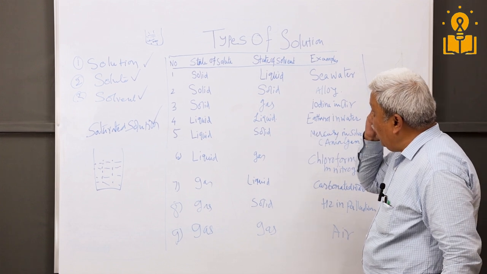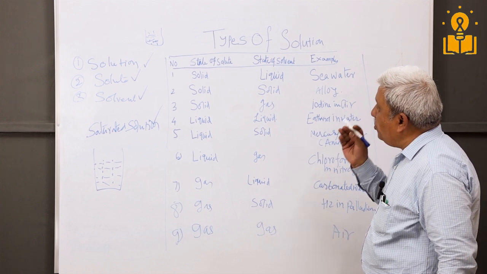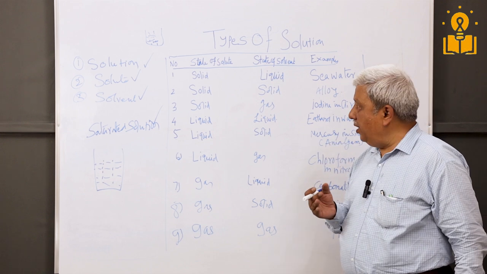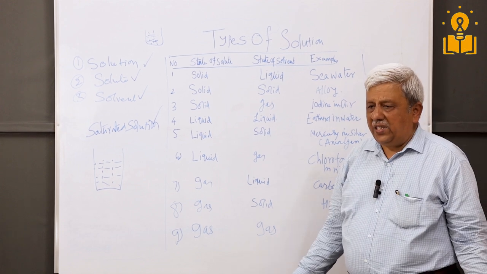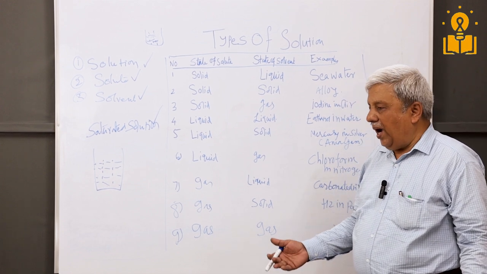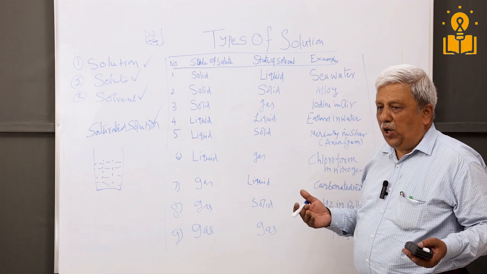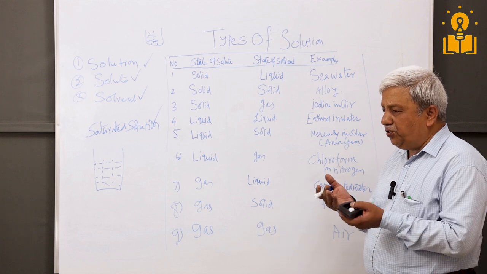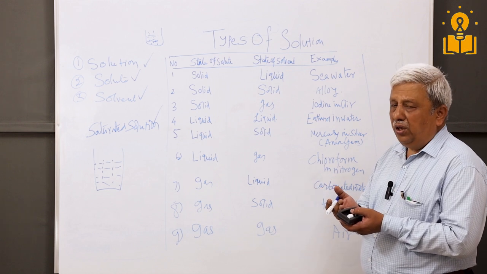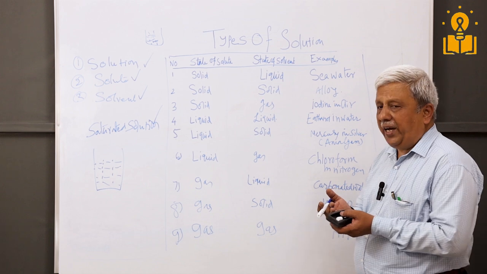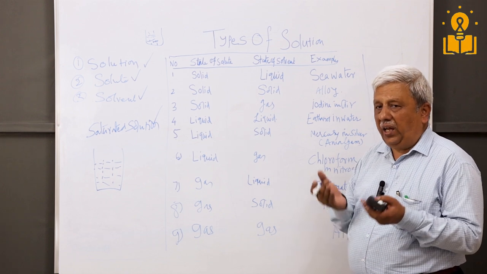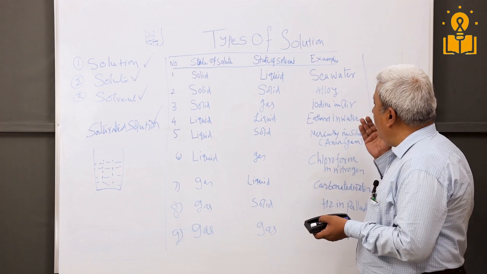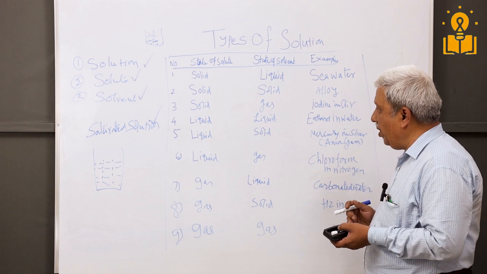Then the next one, solid in solid, that is when the solute is solid and the solvent is solid, both are solid. Then alloy, we have various alloys. We can add alnico, that is aluminium, nickel and cobalt. All three are solids, and they get dissolved in each other. Then iron and nickel also generate an alloy, that is also an example of this.